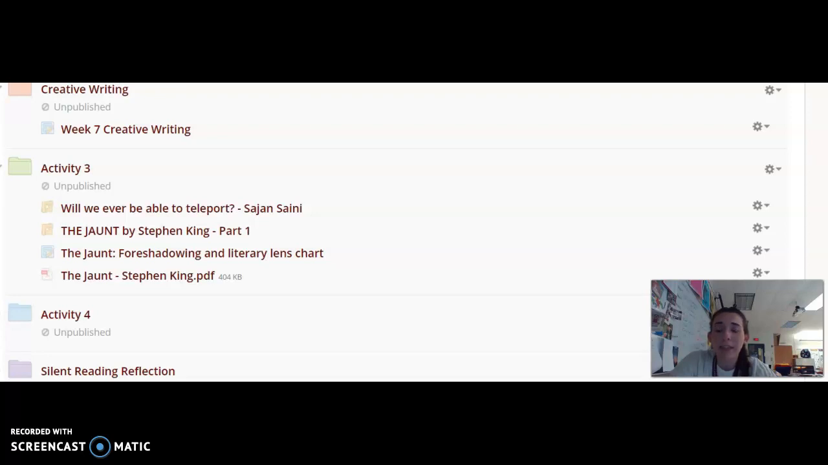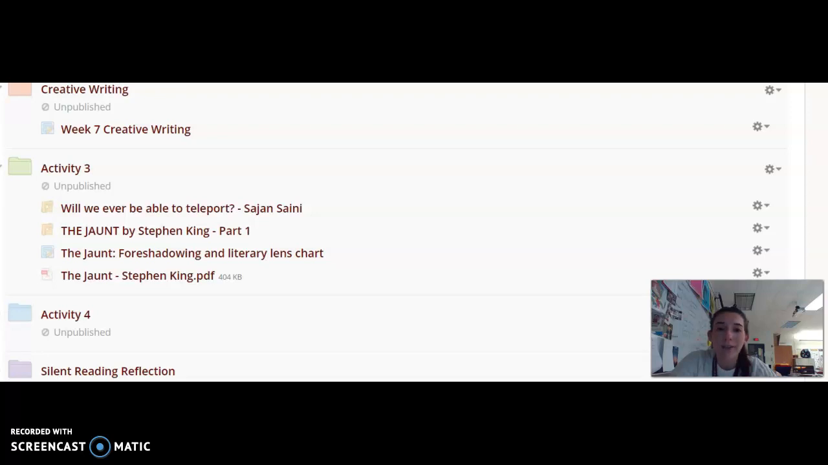If you are a Stephen King fan, you might know that he writes a variety of different genre-styled stories. He mostly does, or at least is most popular for horror. The Jaunt is definitely a more adult story and can have some horror-like elements in it. However, it is definitely a science fiction rounded story. And so we are going to be starting off with part 1 of The Jaunt for activity 3.